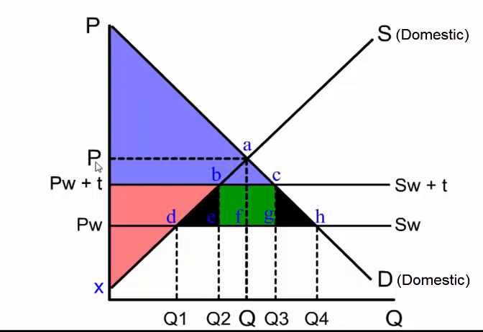Here you have the domestic market of P and Q, the world market of PW, and with the domestic production of Q1 and world production of Q4, and then you have the world price plus the tariff, and then how much the government receives and what the deadweight loss is in the market.